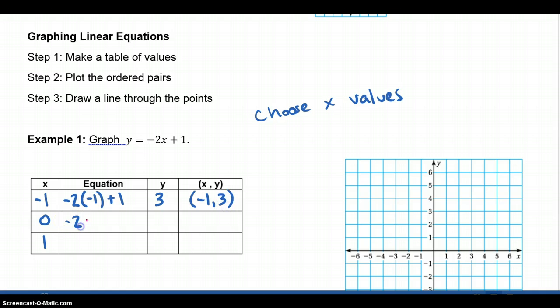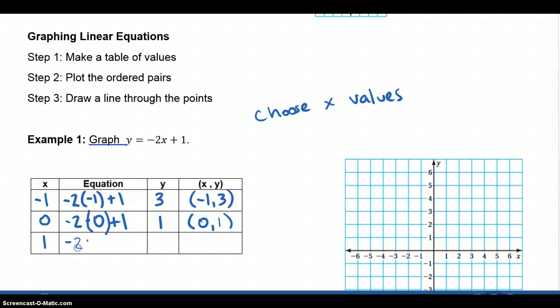Do the same thing here. Do -2 times 0. I'm using a dot this time for multiplication. It doesn't matter which one you use, although it may be confusing up here if you don't. I'm going to make this parentheses as well, and you can do the same. So -2 times 0, anything times 0 is 0, plus 1. So this point is (0, 1).